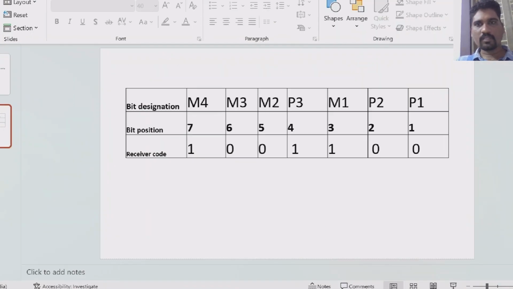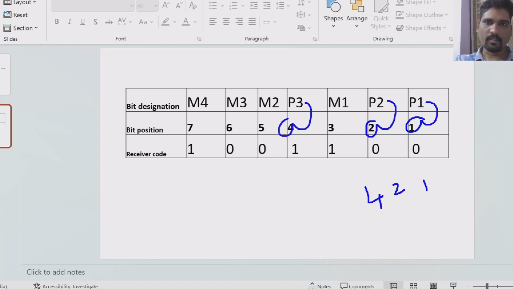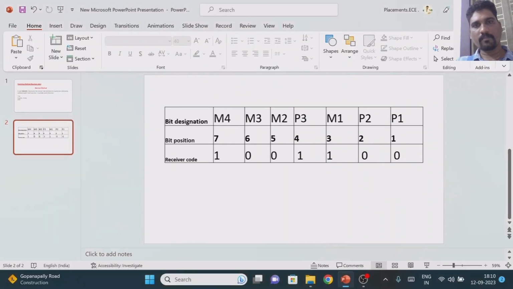Now we know what the location of the parity bits is. 3 parity bits are there, so what are the locations of the parity bits? 1, 2, 4. See, in the first location we have a parity bit, in the second location we have a parity bit, then in the fourth location we have a parity bit. The remaining bits are nothing but the message bit values. So this data is sufficient to find the answer, like what we discussed in the previous problem.